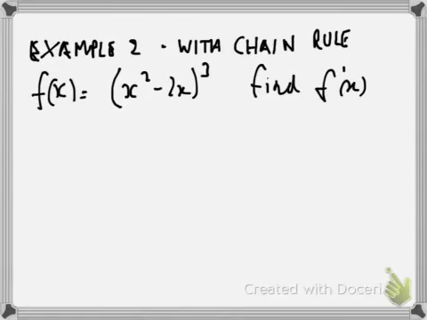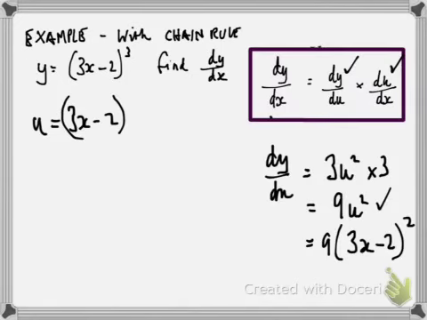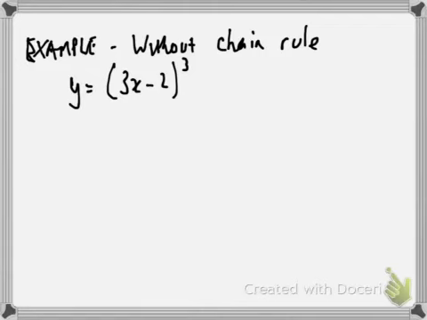Here's my second problem using the chain rule. It's (x squared minus 2x) cubed. As we did last time, and this time we're using f of x and f dash of x, but I usually like to use y here, as long as when we do the answer, we use f dash x as our notation. So let's go back here and remember the chain rule. We'll copy that over so we know what we're using.